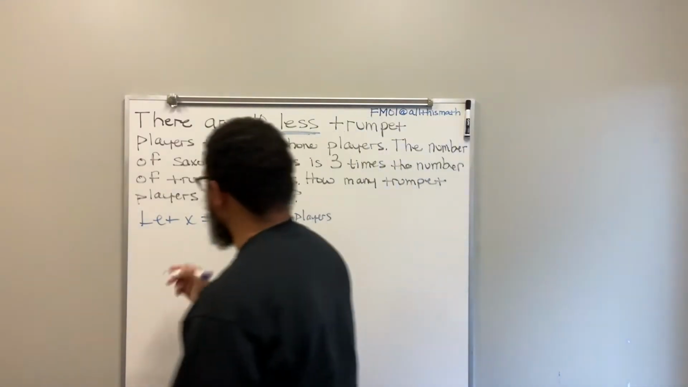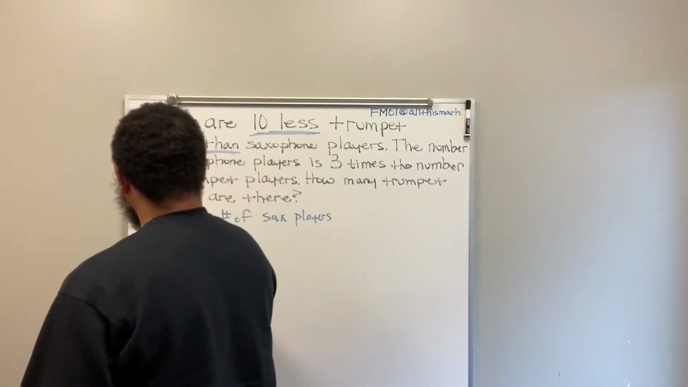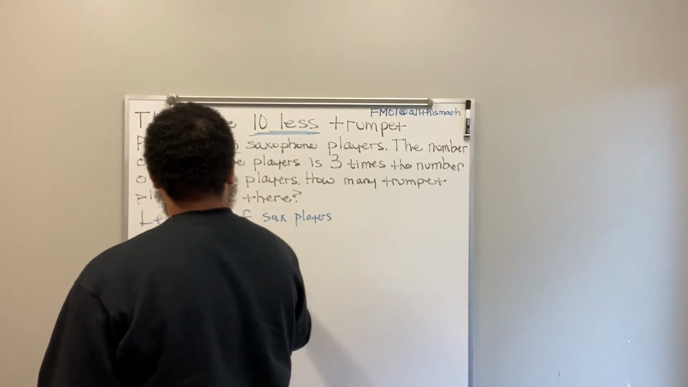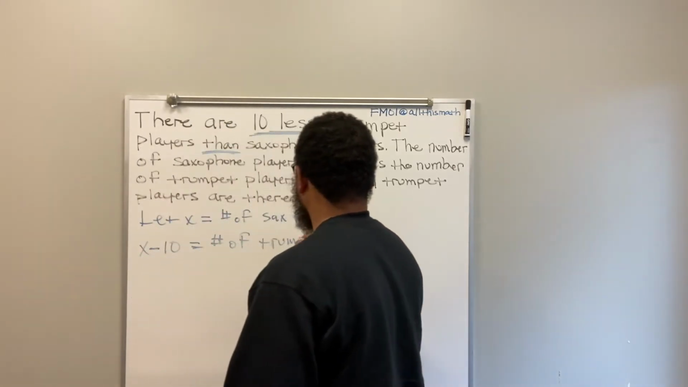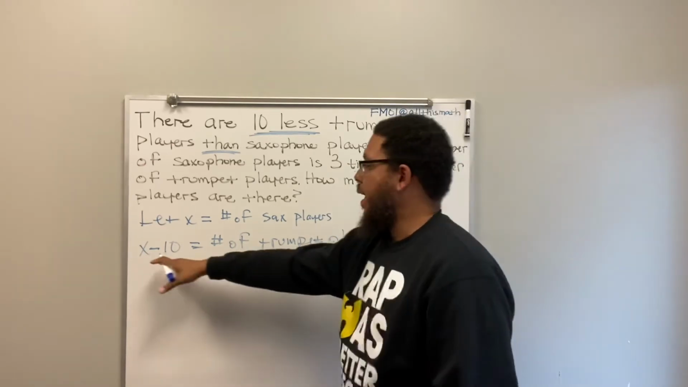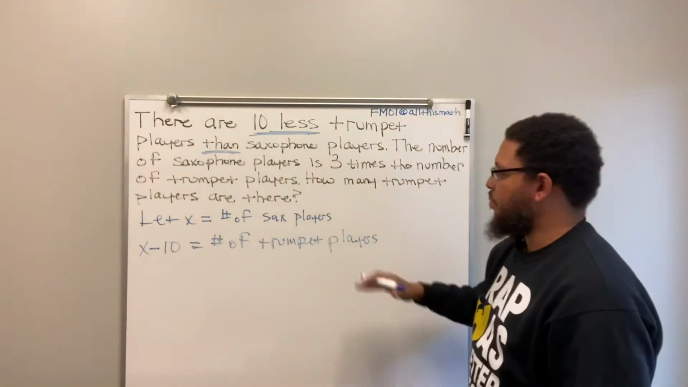So that means we're going to say X minus 10 is equal to the number of trumpet players. X minus 10 is equal to the number of trumpet players.